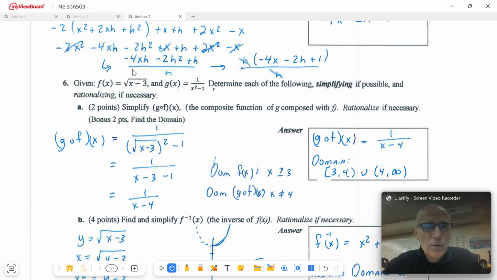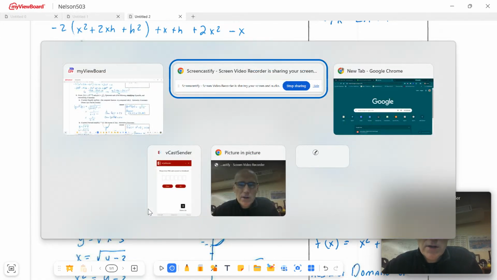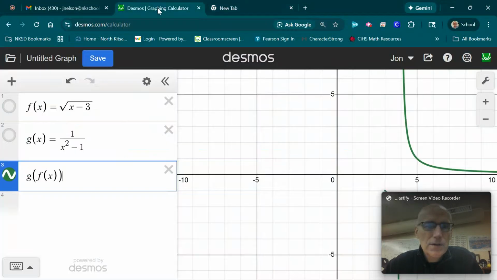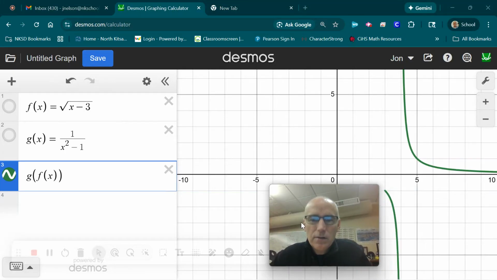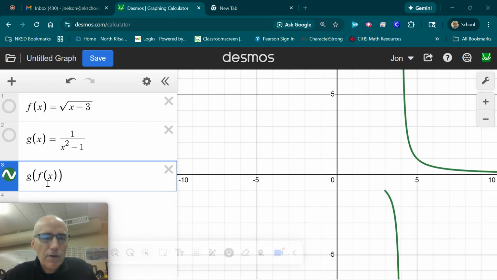Anyways, when you put the square root function in for x here and you square it, the square root is kind of the inverse of the squared function, so they undo each other. And we've got x minus 3, and then you subtract another 1, right? So here's our function. We think, yeah, we got our answer. So let me show you what that looks like on Desmos. It's kind of interesting. So here is our g of f of x function.